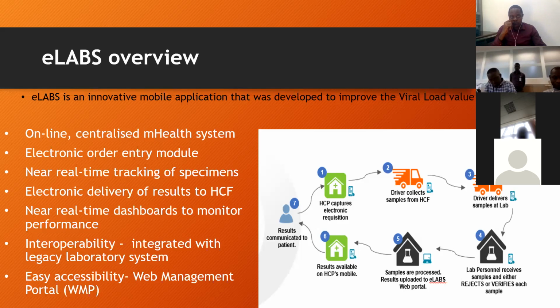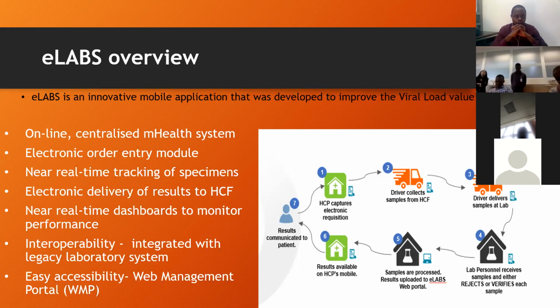So we'll go straight into the operations of eLABS in Zambia. eLABS is a mobile application that was developed to improve the viral load value chain. When we say the viral load value chain, we mean from the time a requisition is entered onto the system at the healthcare facility, up to when it's transported to the hubs and delivered, and results delivered back to the patients at the facility. So it's an online centralized health system.